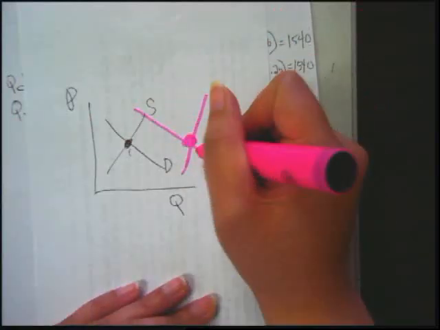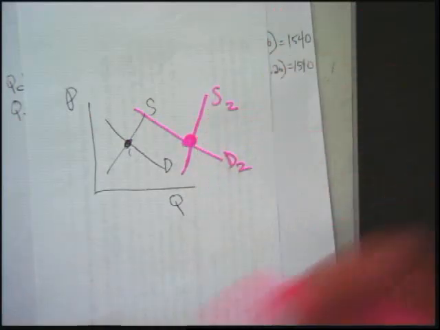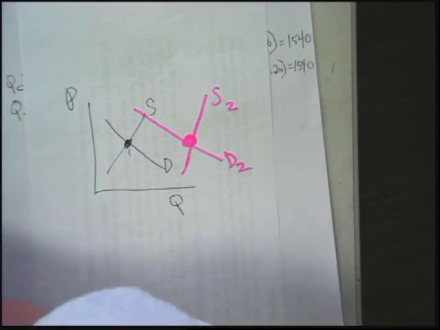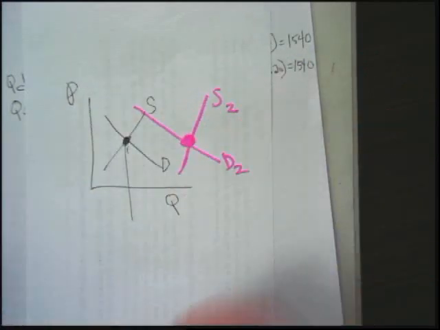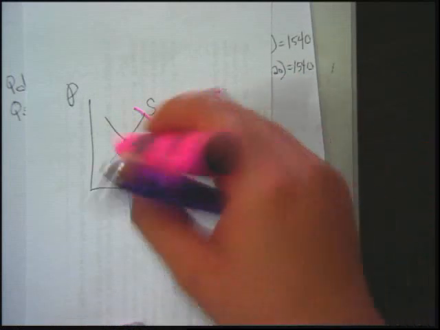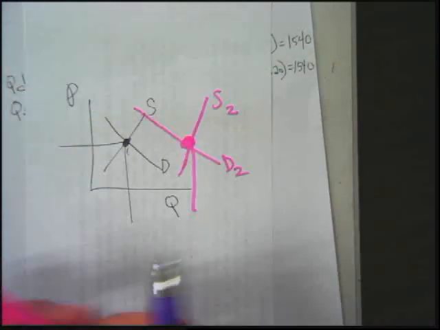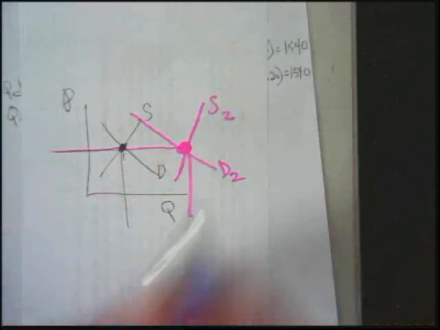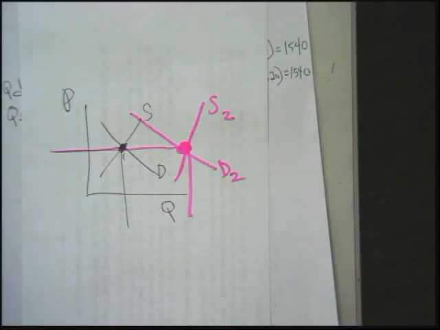Okay, now what happened to quantity? Here's my first quantity, here's my second quantity. What happened to it? It increased. What happened to prices? Looks like it remained the same. First price, second price. Stay the same.